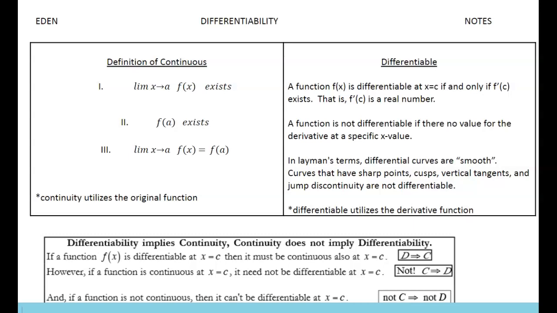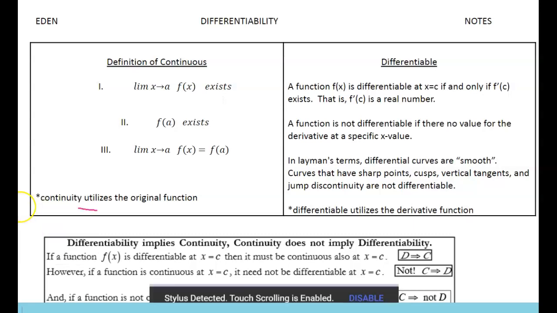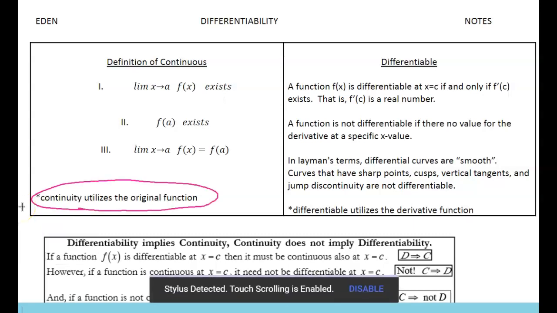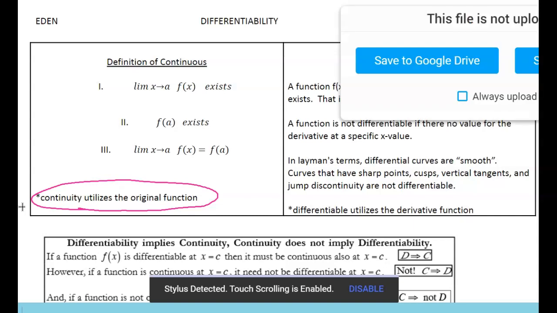Okay, so the next topic we're going to talk about is differentiability. Before we talk about differentiability, we need to review what continuous meant. Remember, there were three parts to the definition: the limit existed, the function value existed, and the limit value was the same as the function value. So with continuous, we want to realize it's using the original function being defined, okay? So those are the same.